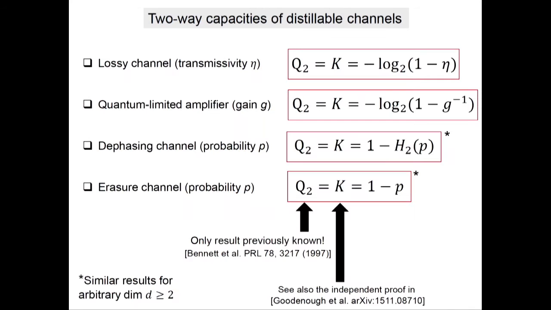So okay, let me give you some very simple expression. For example, for the lossy channel with transmissivity eta, we have the Q2 that is equal to the secret key capacity, and is minus log of 1 minus eta. And here you can see also the two-way capacities of the other distillable channels. And let me stress the fact that before our work, only the two-way quantum capacity of the erasure channel was known.